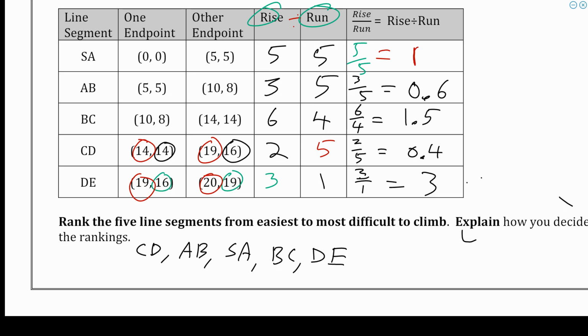Now, one thing that's not accounted for there, I imagine that climbing quite a steep distance would be harder if it's for a longer distance. So I don't know if DE would actually be harder than BC, because BC you have to go for further. But we're just talking about a steep distance. So the steepest one is DE, even though it's not especially long, right?